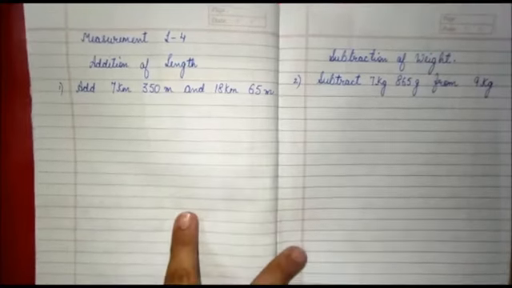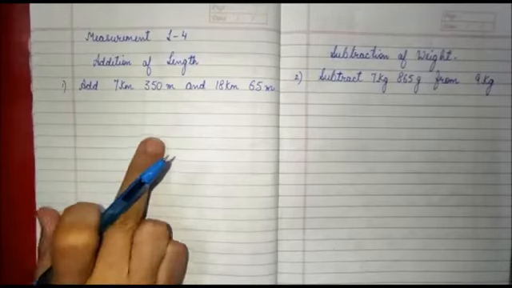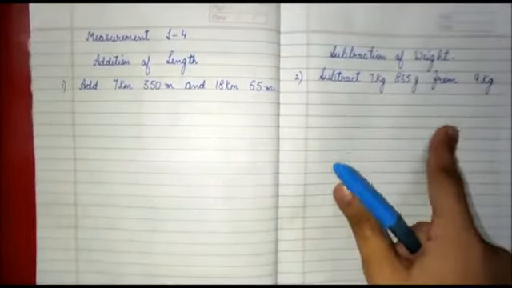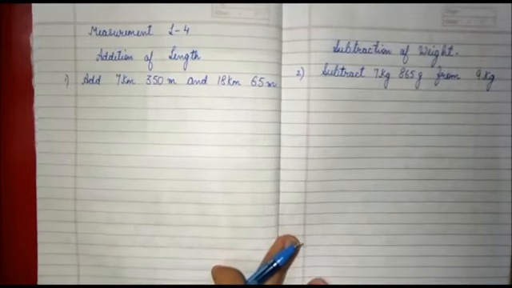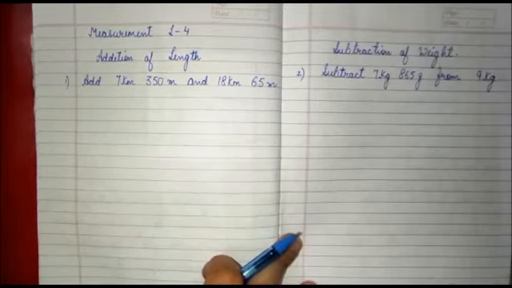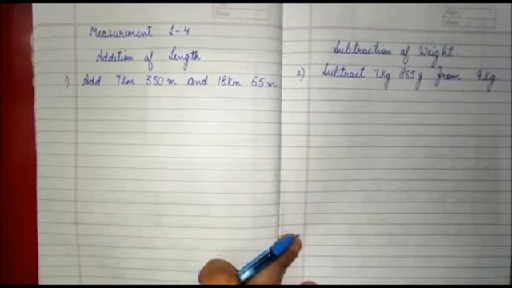So let us have the very first question. I have taken addition sum from the length and subtraction sum from weight. So I will teach you both. There are two ways to do the addition and two ways to do the subtraction. I am going to tell you both the ways. So whatever you feel it convenient to do, you can go for that method.